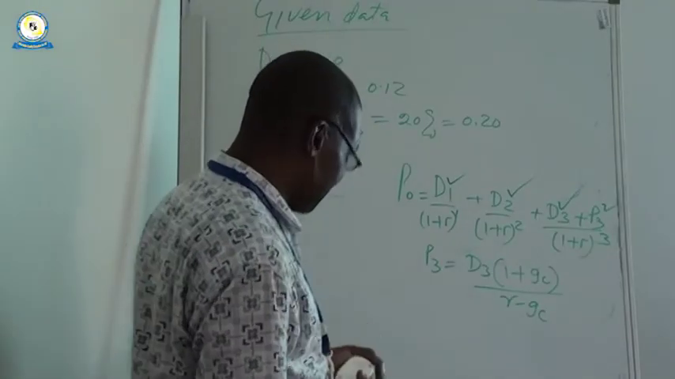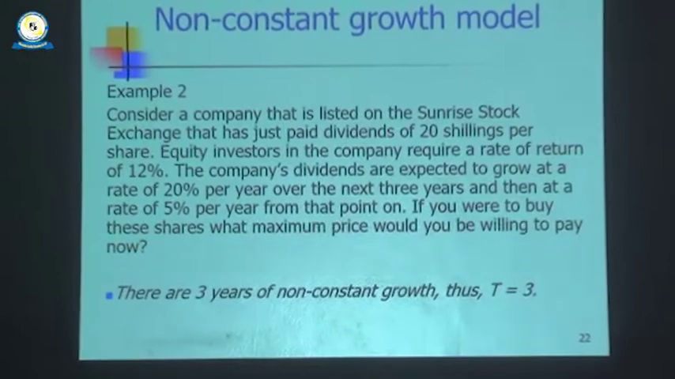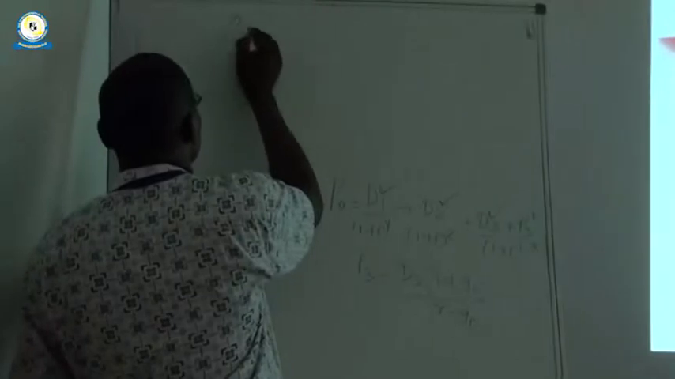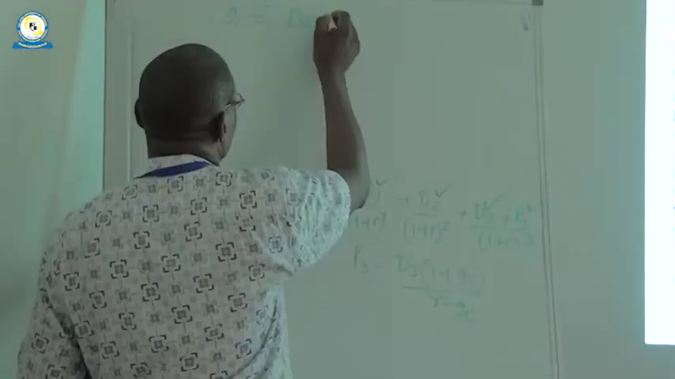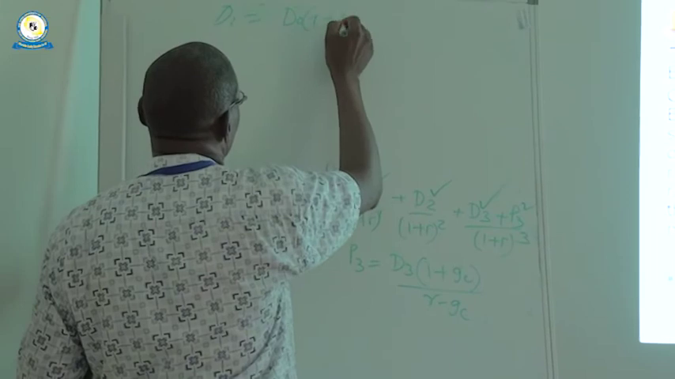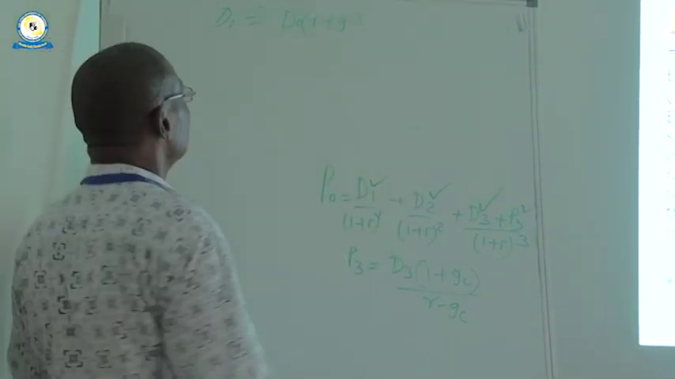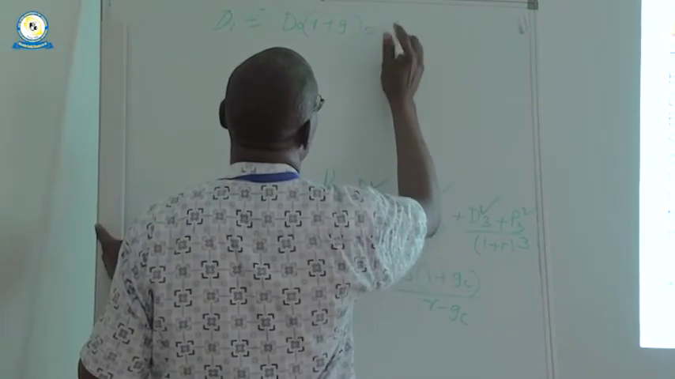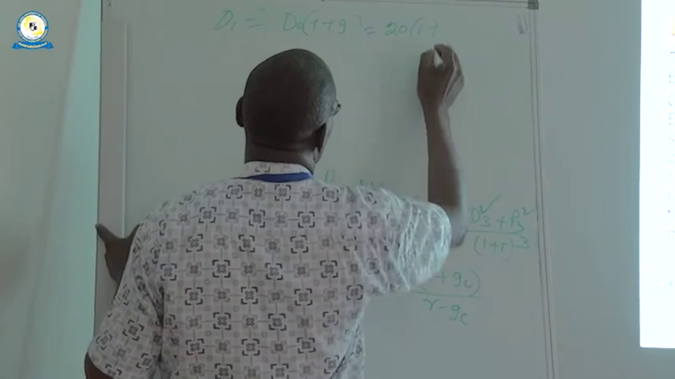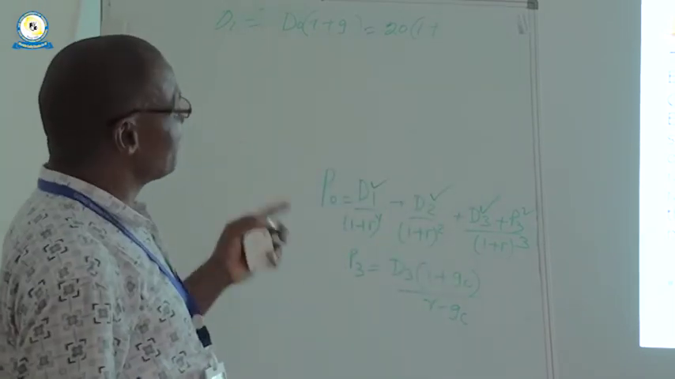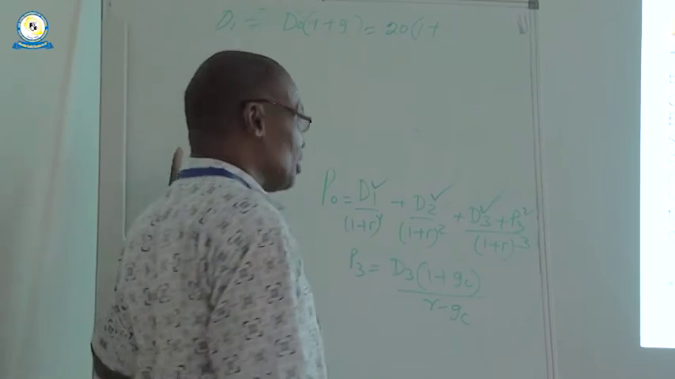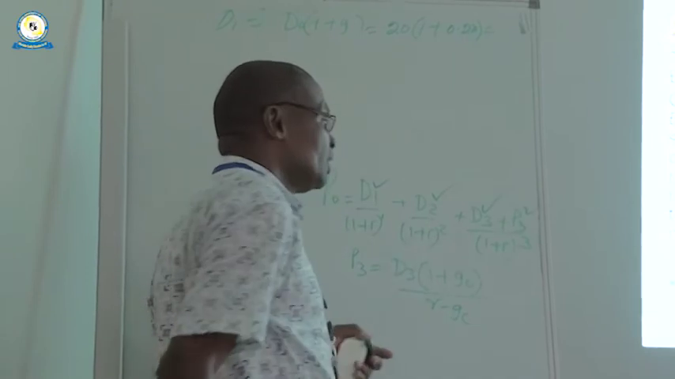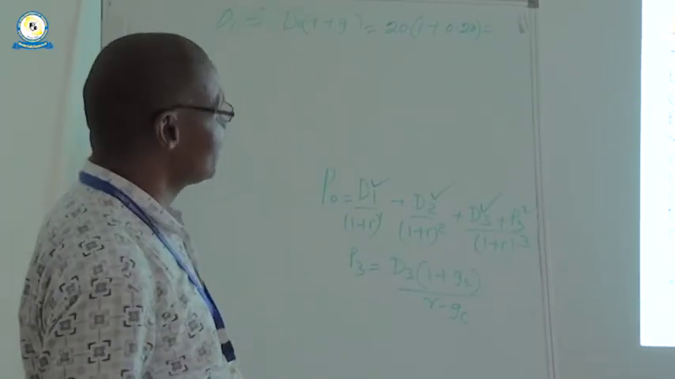How do we get D1? Now D1 is given by D0 (1 plus g1). Our D0 is equal to 20, and the growth rate for the first year is 20%. How much will we receive there?